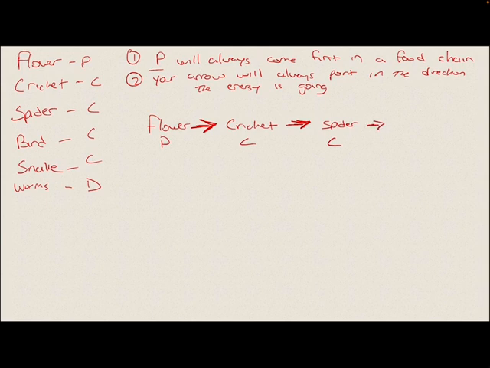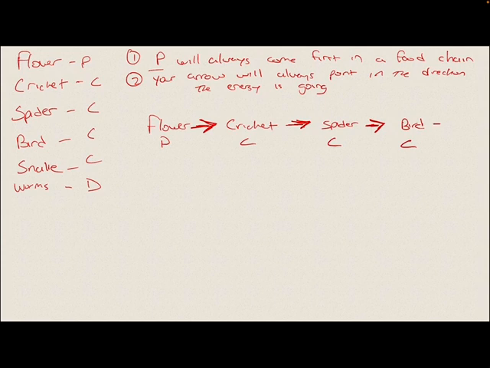Next, we have a bird. The bird will eat the spider. So the arrow points toward the bird because the energy from the spider goes to the bird when the bird eats it. That's also a consumer.